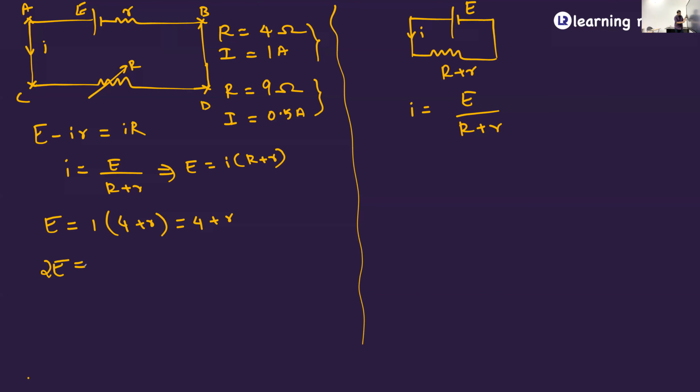So 2E is equal to capital R is how much? 9 plus small r. So 2E and E. So the next equation is E is equal to 4 plus r. Subtract both, you will get E is equal to 5. Take this value, substitute in the equation, you will get r is equal to 1. That's it. Understood?